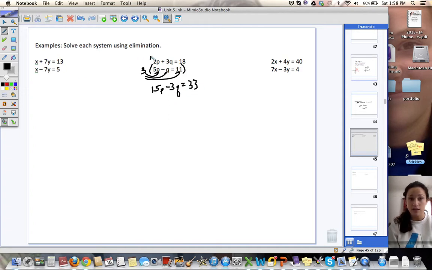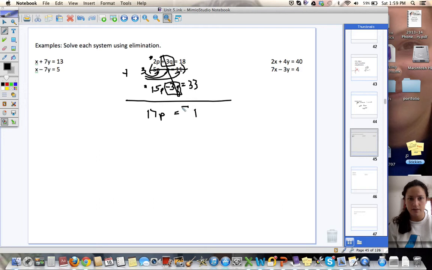Now I'm using this equation up here and this equation down here, and I'm not using this one anymore. Now I have a plus 3q and a minus 3q that I know will cancel out. When I add these, 2p plus 15p gives me 17p. 3q minus 3q cancel out, so I got rid of my q's. What is this going to give me? 18, 1, 3, 4, 5? No, yes.